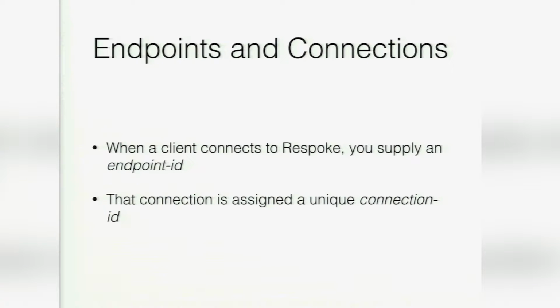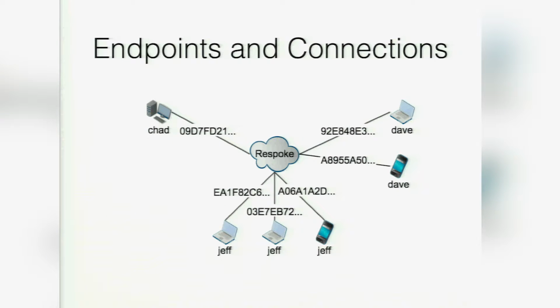So an important concept is that when you request that token, you supply an endpoint identifier. This identifies the logical entity that's connecting. When you have a specific connection to your Respoke, that connection is assigned a unique connection ID. We'll demonstrate that here in a minute.